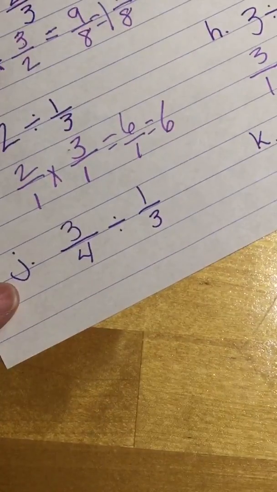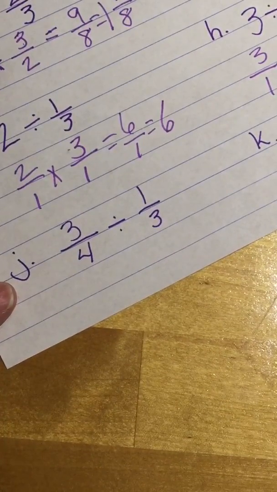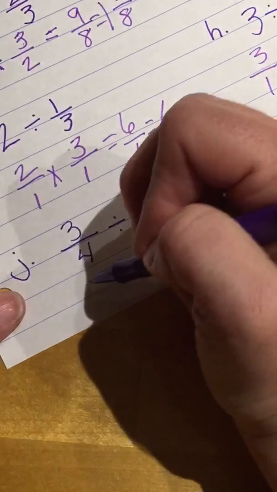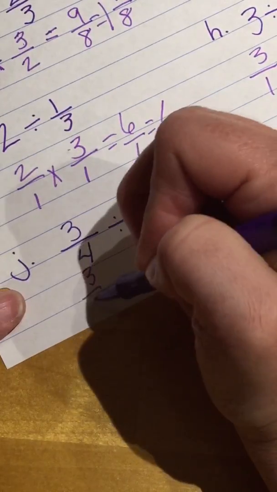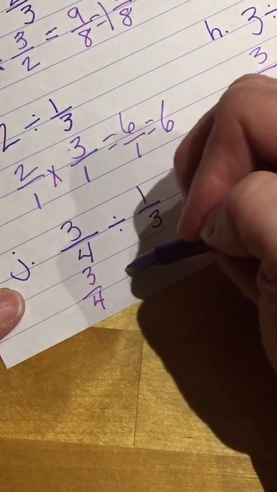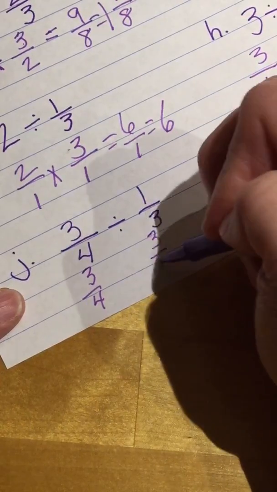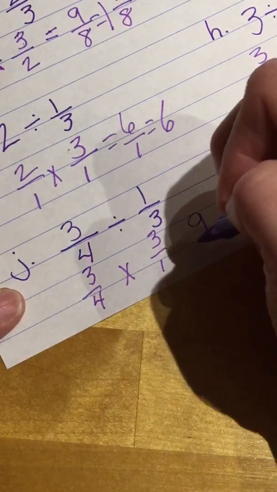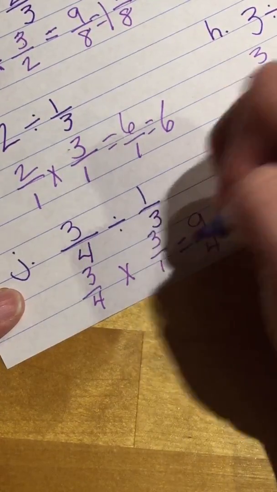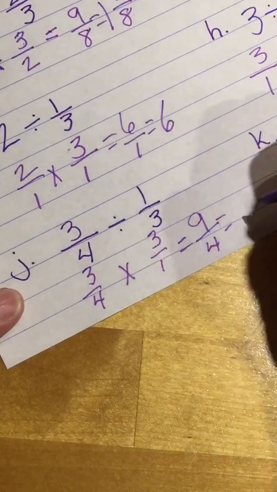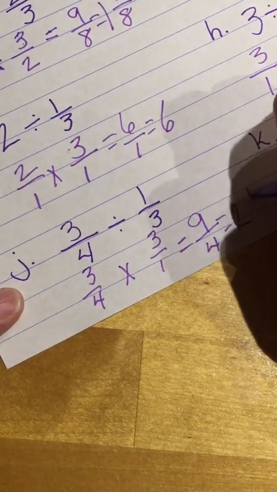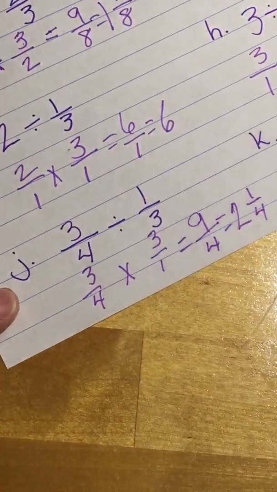So they were talking about in our problems earlier, how many 1/3 are in 3/4? How many 1/3 are in 3/4? So when you say it like that, you still have your 3/4, but you need to find your reciprocal of 1/3. Multiply. 3 times 3 is 9. 4 times 1 is 4. I need to simplify, of course. 4 goes into 9 2 times, and I have 1/4 left.